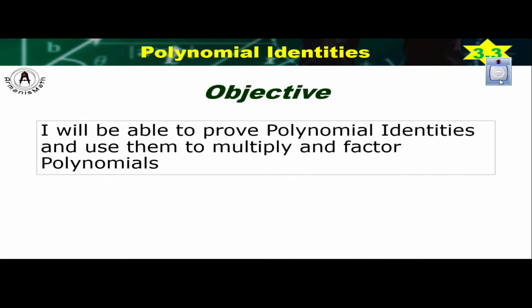So the objective: I will be able to prove polynomial identities and use them to multiply and factor polynomials. Okay. Let me have you give me one word from the objective in your chat or your comments on the live stream or your whiteboard. All of us should participate. The expectation is for you actually to be writing as I'm taking notes as we're going through the lesson. Factor, polynomial, identities. That's true.